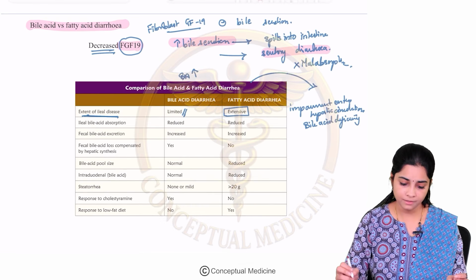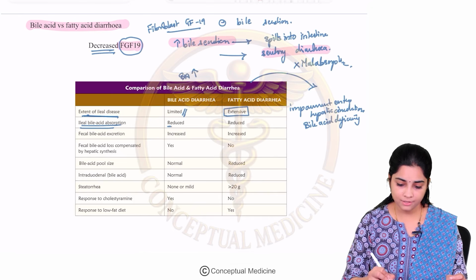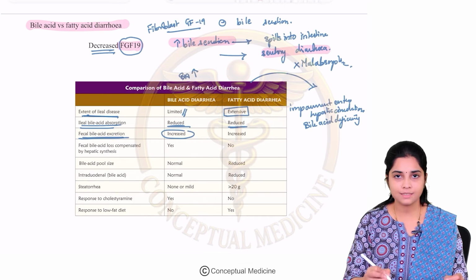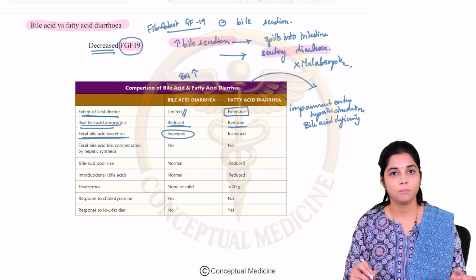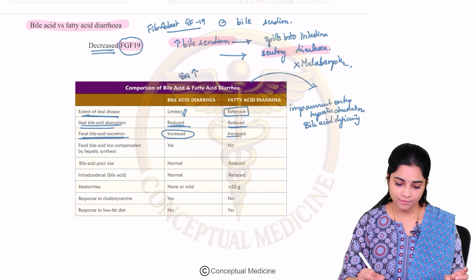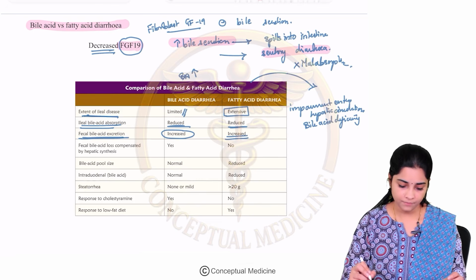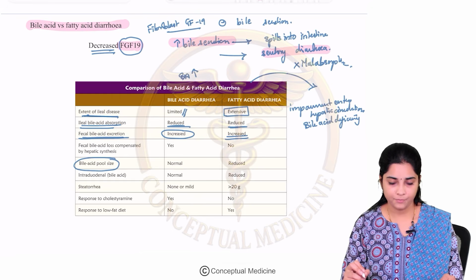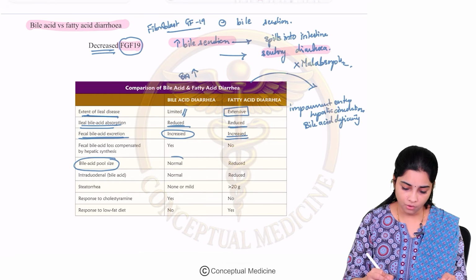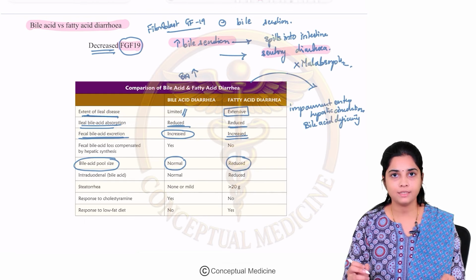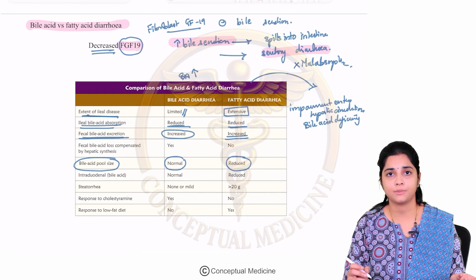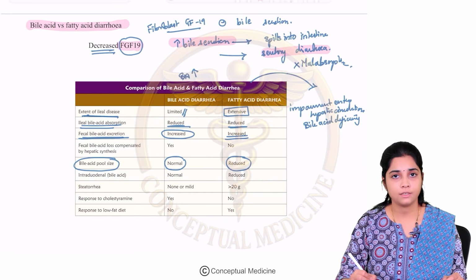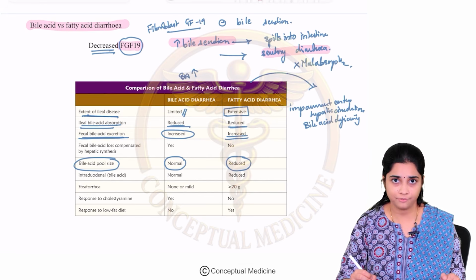Okay? Fine. So the ileal bile acid absorption is reduced in both. Then the fecal bile acid excretion, because the bile acid is more, is more in bile acid diarrhea and fatty acid diarrhea as well. Okay. Now the most important thing is that the bile acid pool size is normal in bile acid diarrhea, but it is reduced in fatty acid diarrhea. Here there is excess bile acid production, right? So the bile acid pool is normal, but in fatty acid diarrhea the bile acid production is reduced. There is a decreased enterohepatic circulation, there is a bile acid deficiency.